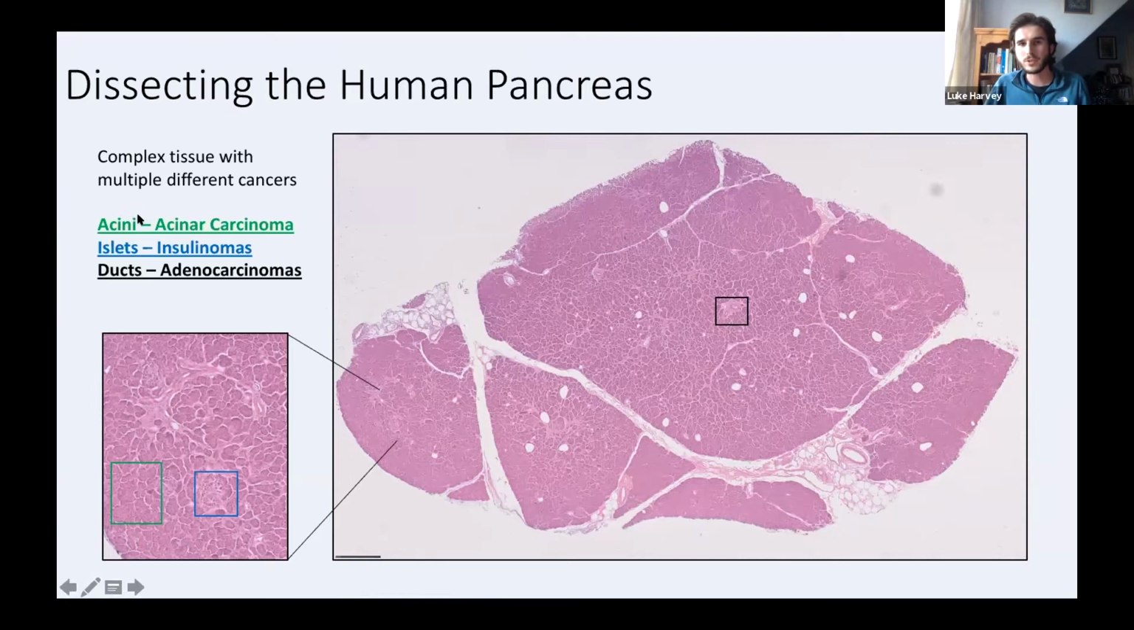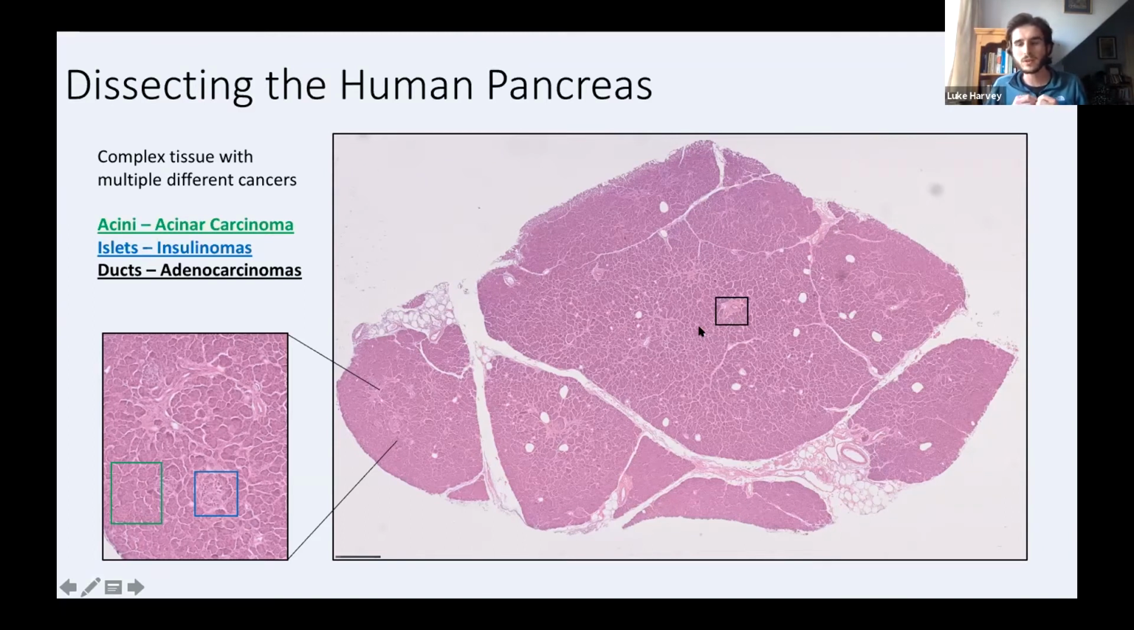From the acini, which produces the digestive enzymes, we can have acinar carcinoma. They are in green. All of these white lines highlight and surround the acini. So most of the pancreas is acini. The islets are in blue. I've highlighted one down here. They're quite hard to see, but they're collections of quite dense nuclei, and they produce your insulin. And then the ducts, which drain these digestive enzymes, you can see in black.